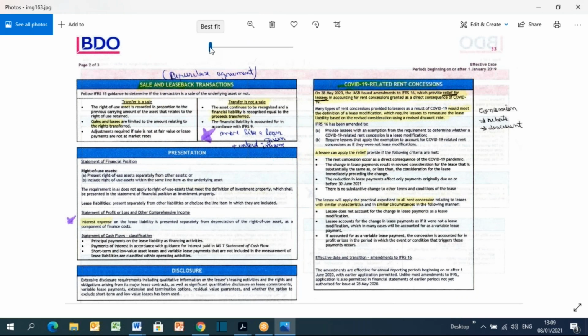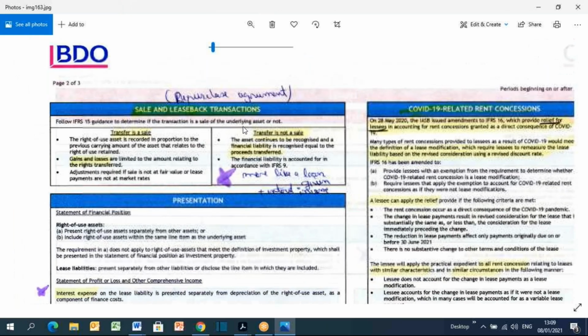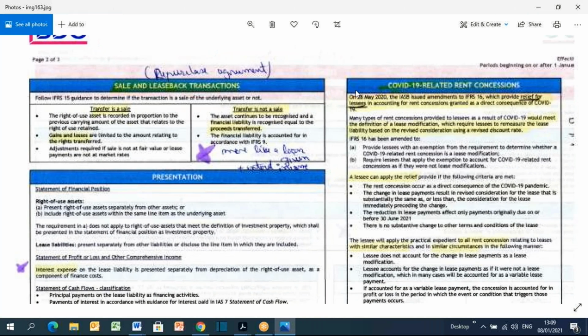So this is IFRS 16 leases. Again, don't mix up IFRS 15 with IFRS 16 leases, because this bit in here, repurchase agreement, might lead you to think that this is IFRS 15, but it's not. So every time we get a question about a sale and leaseback transaction, remember that this is IFRS 16, not 15.